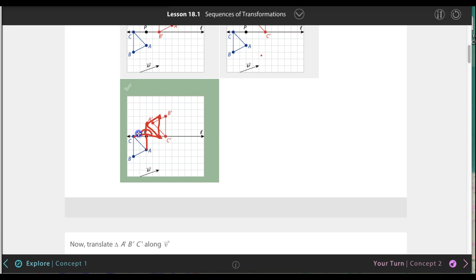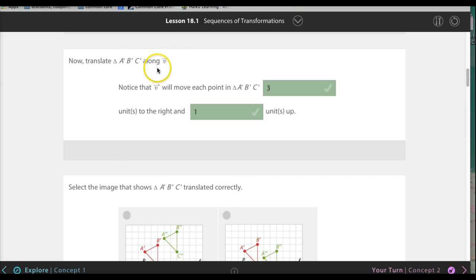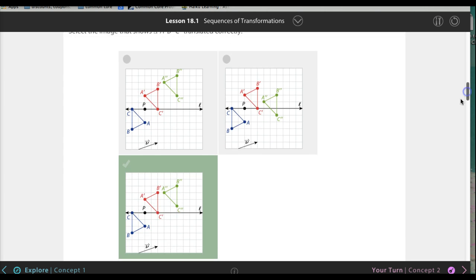If you connect these two, it's a straight line. If you connect B with B, this is also a straight line, okay? So that's how you know everything is 180 degrees. And after you do that, they tell you to go ahead and translate it along the vector. And if you look at the vector, it means what?